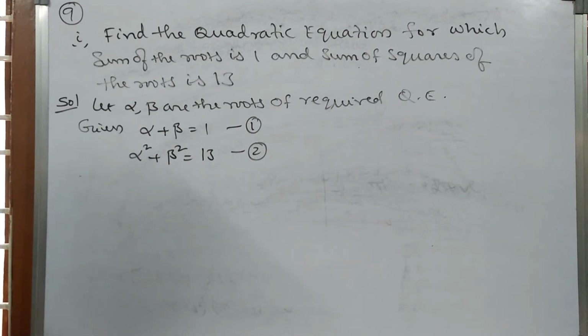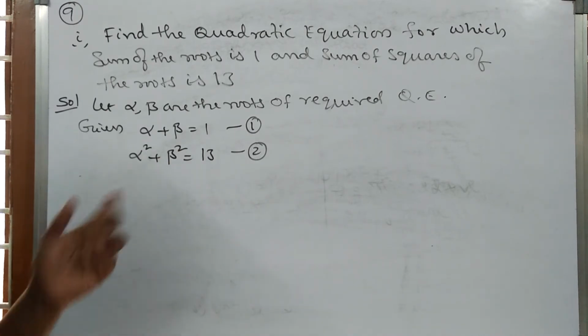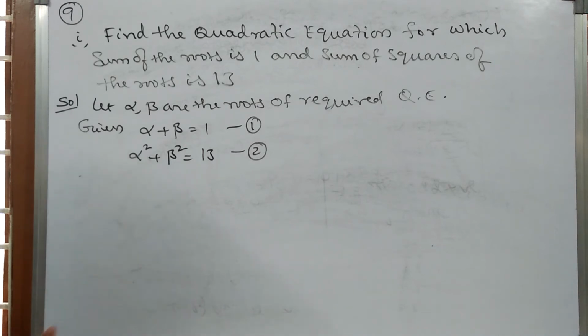Alpha plus beta is equal to 1. Alpha square plus beta square is equal to 13. Let us try to solve these two equations. Why? Because we already know the quadratic equation whose roots are alpha, beta is x square minus x into the sum of the roots plus the product of the roots is equal to 0. That is, x square minus x into alpha plus beta plus alpha beta is equal to 0.